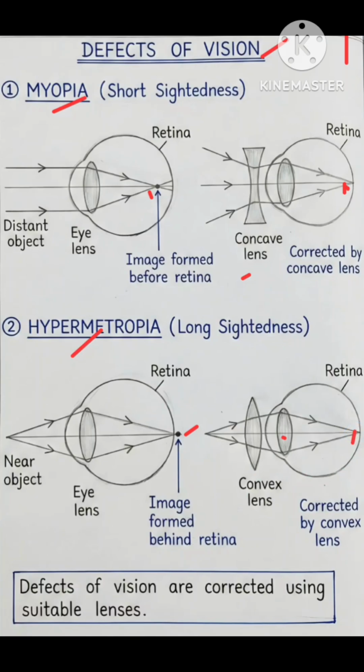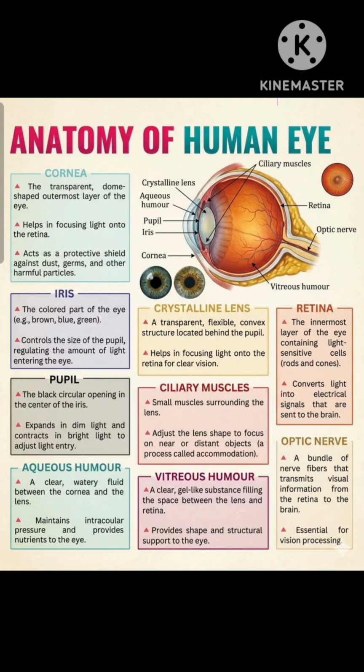So, the two defects are myopia and hypermetropia, and the lenses used are concave and convex. But the quick recap: the eye lens is a natural convex lens. The retina is the light-sensitive layer where the image is formed. The optic nerve carries visual signals to the brain. A real inverted image is formed on the retina. The brain interprets the image as upright. Myopia is corrected by a concave lens and hypermetropia is corrected by a convex lens.